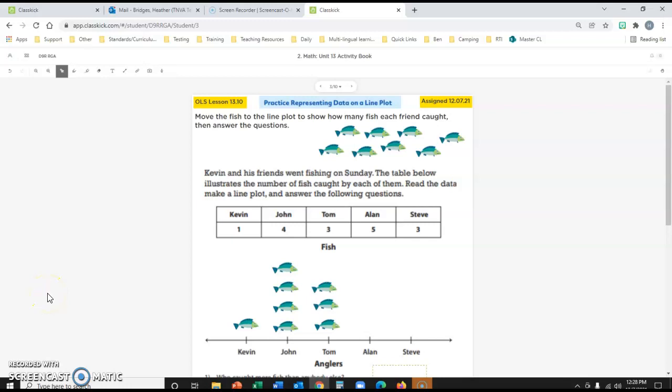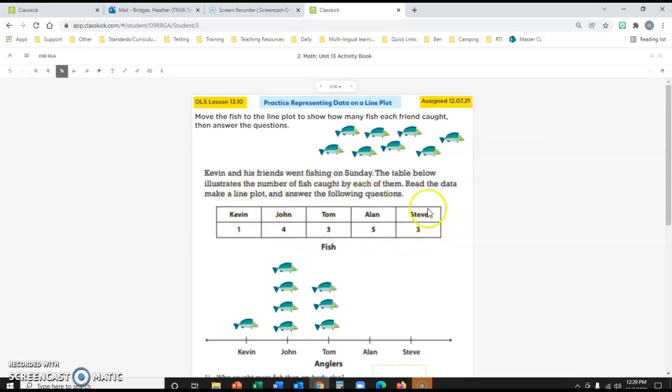Let's review the ClassKick practice pages from Tuesday. So it first asks us to move the fish to the line plot to show how many fish each friend caught, then answer the questions. Those are my directions. Kevin and his friends went fishing on Sunday. The table below illustrates the number of fish caught by each of them. Read the data, make a line plot, and answer the following questions.